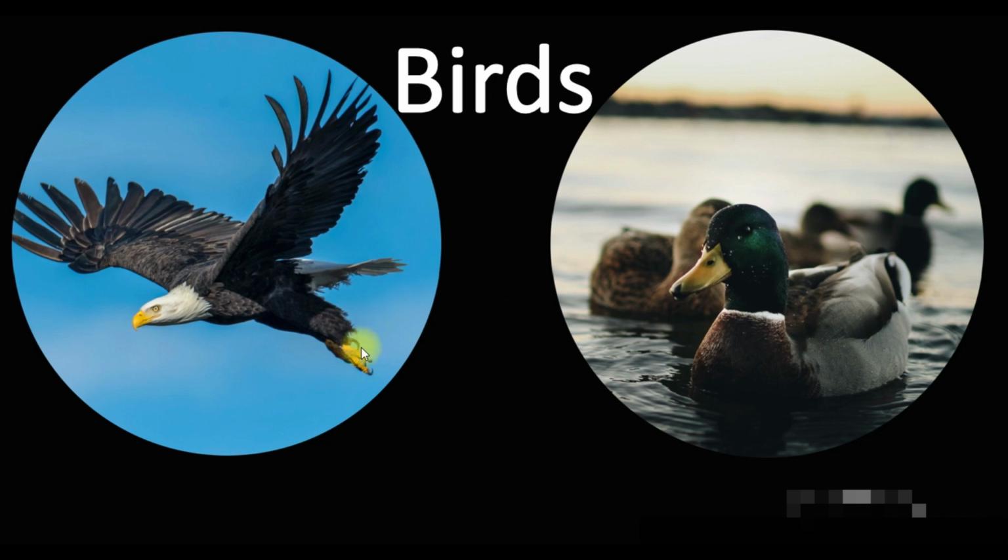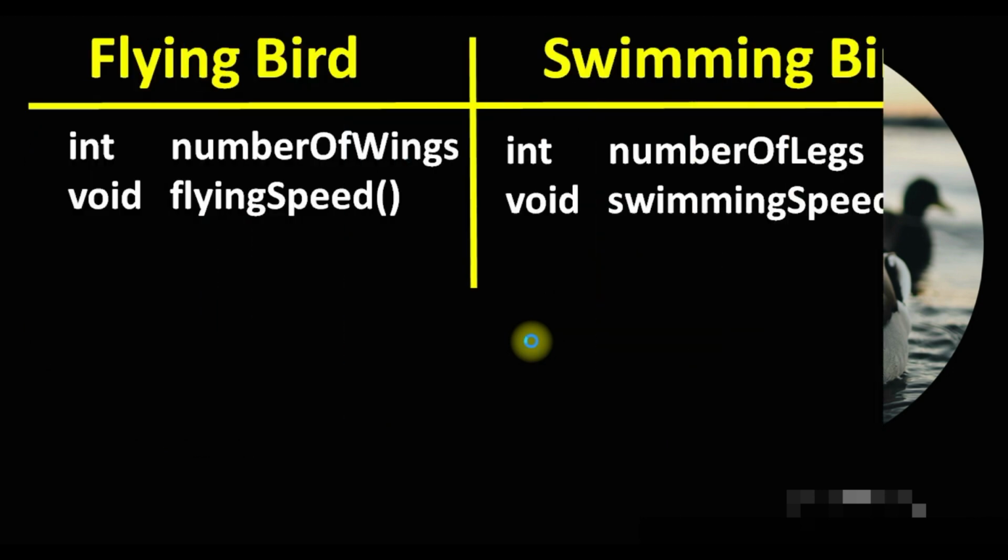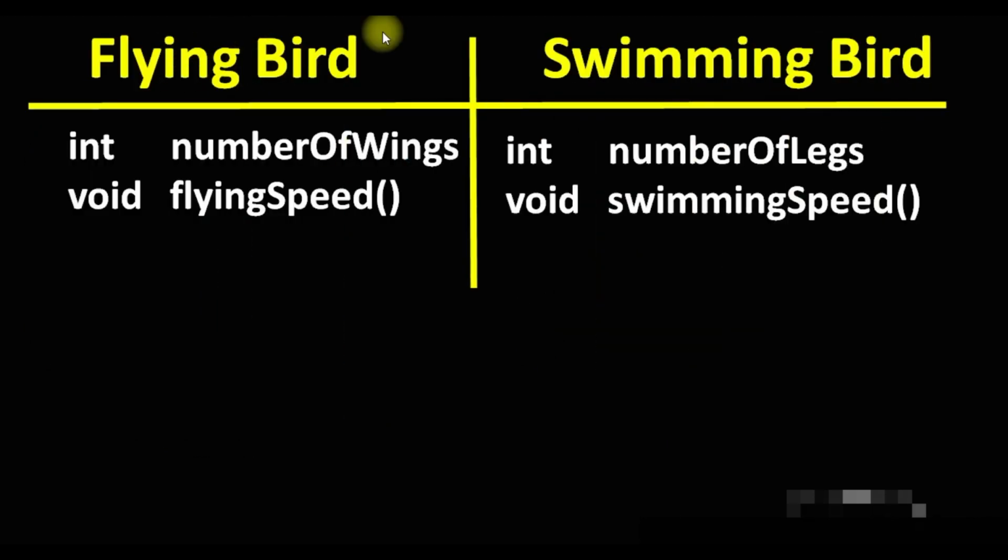Okay, so you can see here in this picture there are different types or different categories of birds. Let's say these birds can fly and these birds can swim. So if I take the category, I can make a flying bird category and a swimming bird category, right? For this flying bird, I can create some properties like number of wings or its flying speed. Similarly, for swimming bird, I can create some property like number of legs, by which it can swim. And also I can create a method something like swimming speed, right? So few birds belong to this category, few birds belong to this category.